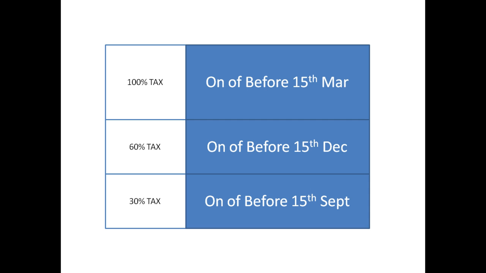Now let's move to the next thing, which is the penalty for not paying advance tax on time. If you don't pay it on time, then what happens? Here there are two sections which are applicable. I'll give you some examples very soon which will make everything clear. Right now just understand the section names and what the penalty is.